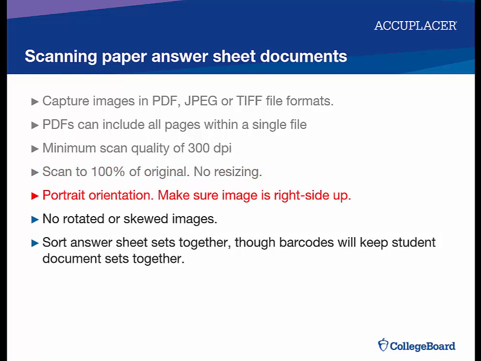Make sure to scan in portrait orientation and make sure the image is right side up. Images that are upside down will not be scored correctly. Make sure images are straight on the page. Finally, sort the answer sheets so that each student's 4-page document set is kept together. If you make a mistake, the barcoding on the answer document will ensure the student's information is properly recorded and scored.